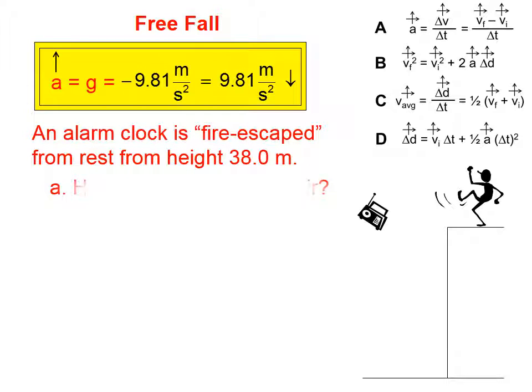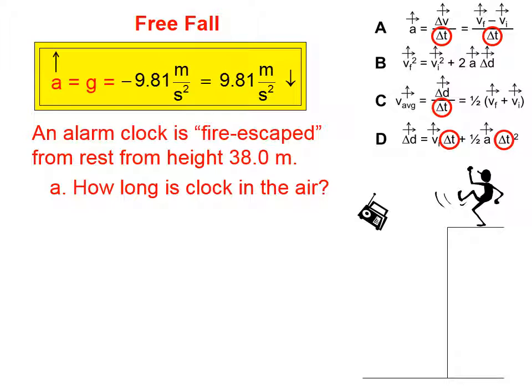An alarm clock is fired escape from rest at a height of 38 meters. How long is the clock in the air? Now in the upper right we have our equation toolbox. So let's use that to help us solve this problem. We're asked how long the clock is in the air. So clearly we're asked for time.